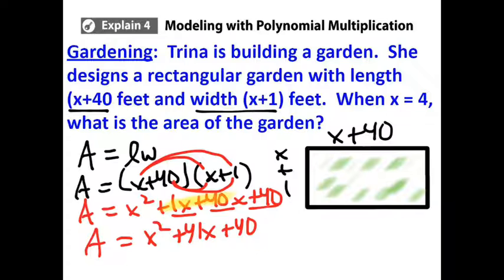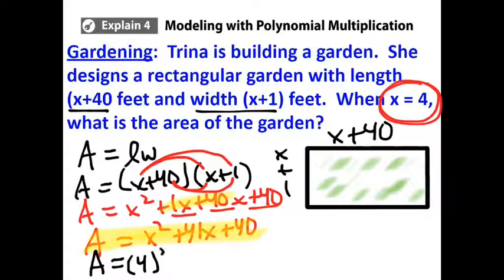So this expression here, this trinomial, is going to represent Trina's area of her garden for any x value ever and ever and ever. Well, the x value that she's been given is 4. So we can get actually a little bit more specific here and actually find out the true area of her garden instead of having this crazy polynomial. So we can go ahead and plug in 4 wherever we see an x. So x squared or 4 squared. 41 times x or 41 times 4 plus the 40.